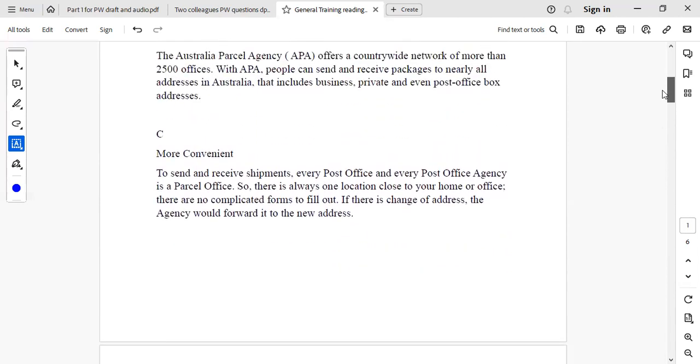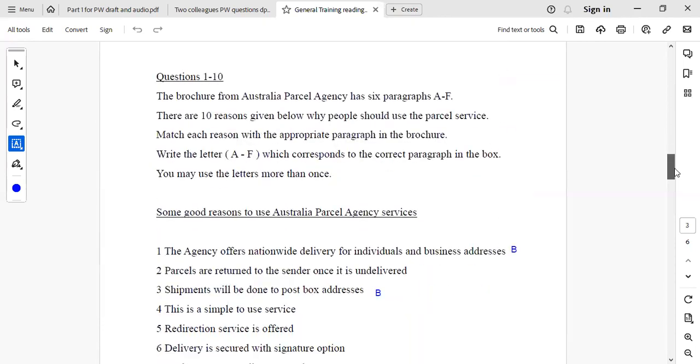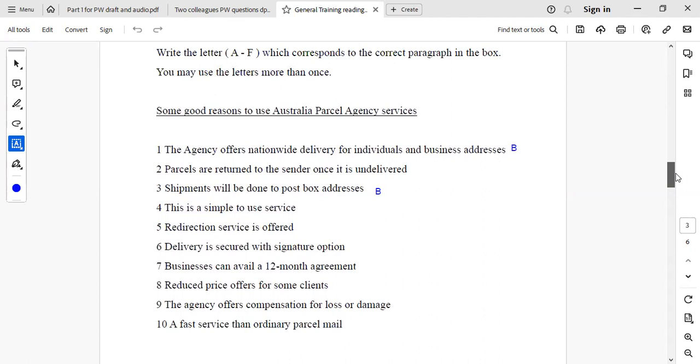I'm going to read number C now. More convenient. I expect one answer here because I think that's simple to use. Convenient is like that kind of thing, right? To send and receive shipments, every post office agency is a parcel office, so there is always one location close to your home or office. There are no complicated forms to fill out. Absolutely, complication is the opposite of simple. If there is a change of address, the agency would forward it to the new address. Perfect, it will redirect. It's a synonym telling you exactly how it can be redirected. This is a simple to use service. Why not? So I reported C.